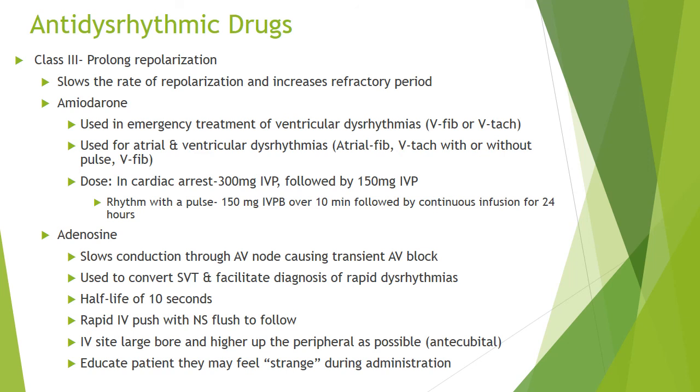Adenosine slows conduction through the AV node, causing a transient AV block. So we use it to convert SVT as well as facilitate diagnosis of rapid dysrhythmias. And what I mean by that is when you see your patient have that short period of asystole, when the rhythm starts to kind of regather itself, sometimes you can see the underlying rhythm that's causing the patient to go into SVT. Commonly, atrial fib is the culprit for this.